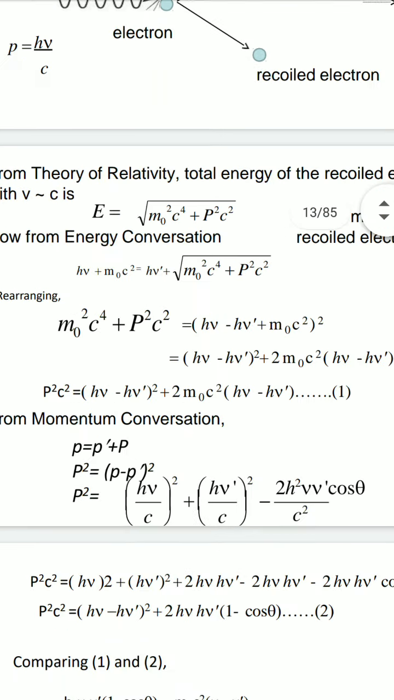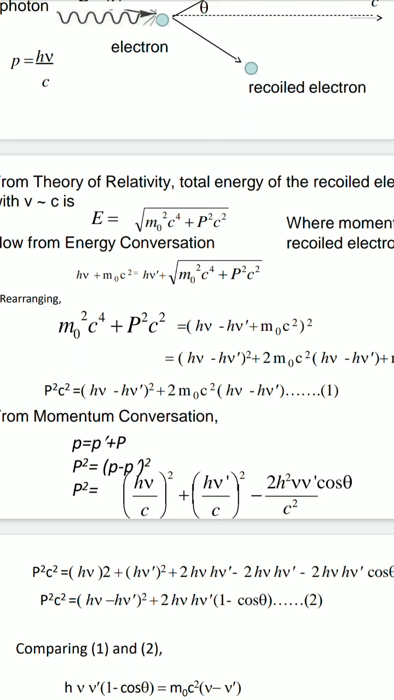We have taken the h nu dash to the left-hand side, and the square root term we have taken the square of it. That means m0 square c raised to 4 plus p square c square will be equal to h nu minus h nu dash plus m0 c square whole square. So we have taken the h nu dash to the left and written all the left-hand side to the right-hand side.